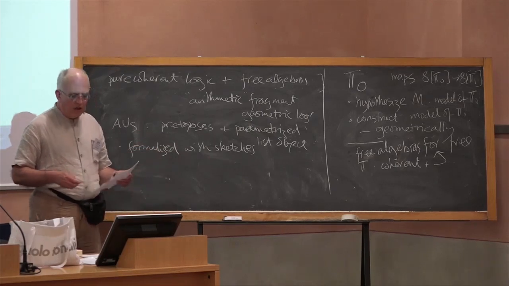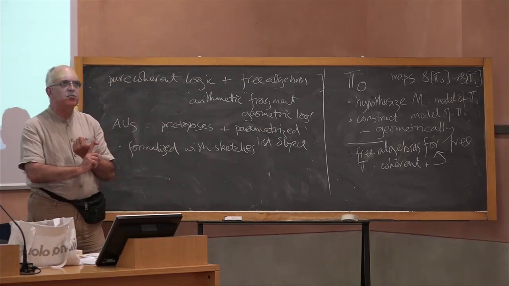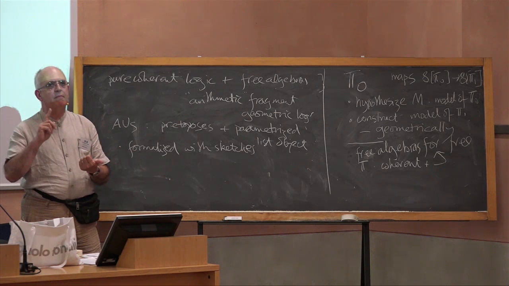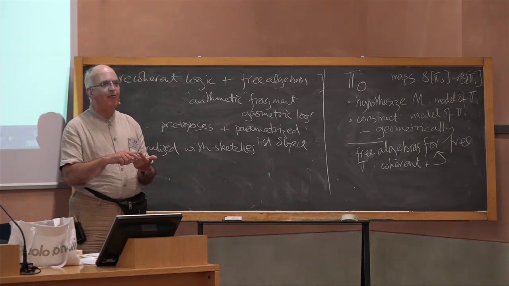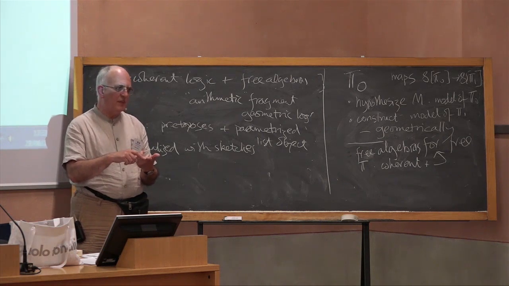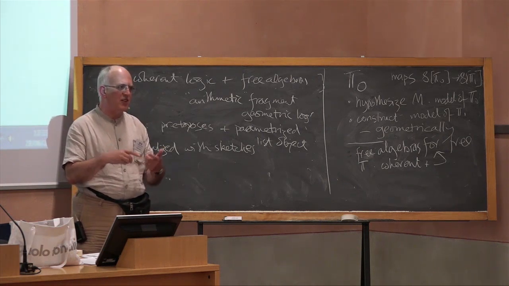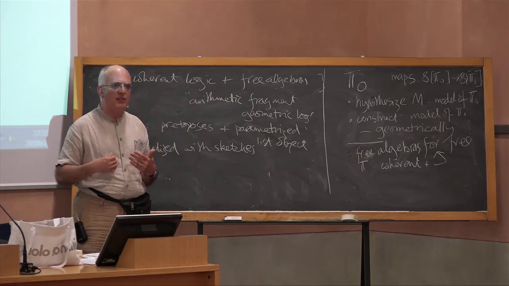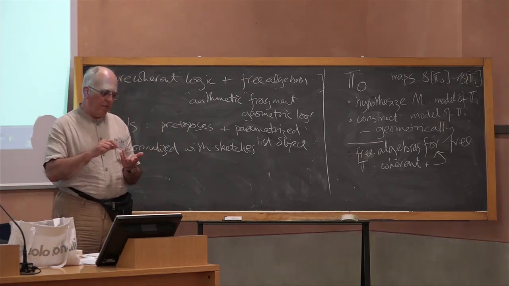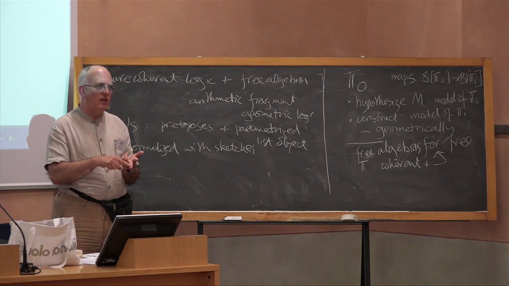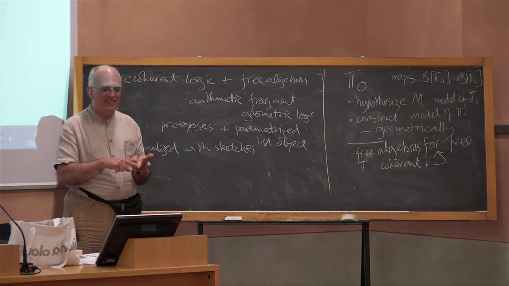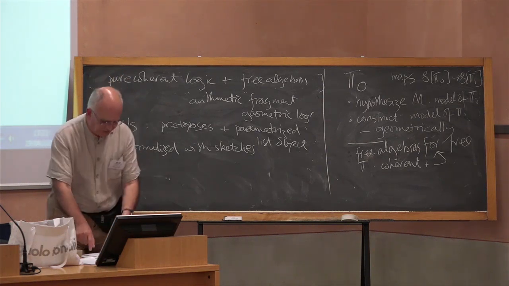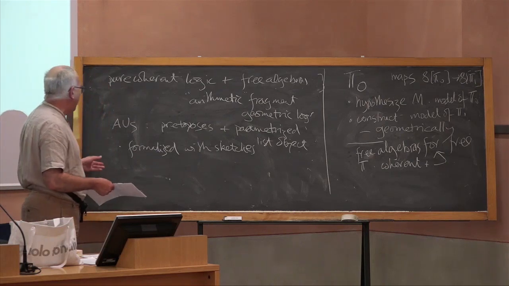Pre-topos, finite limits, I can't remember the right word. So you have finite co-products, which are disjoint and stable. You've got co-equalizers.